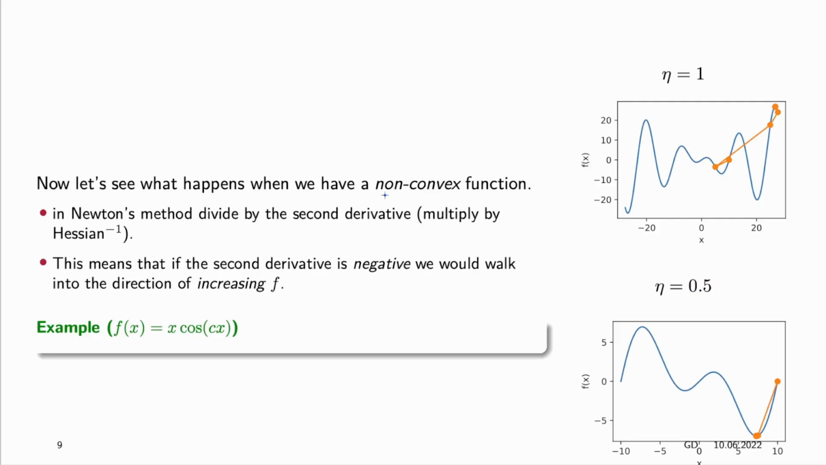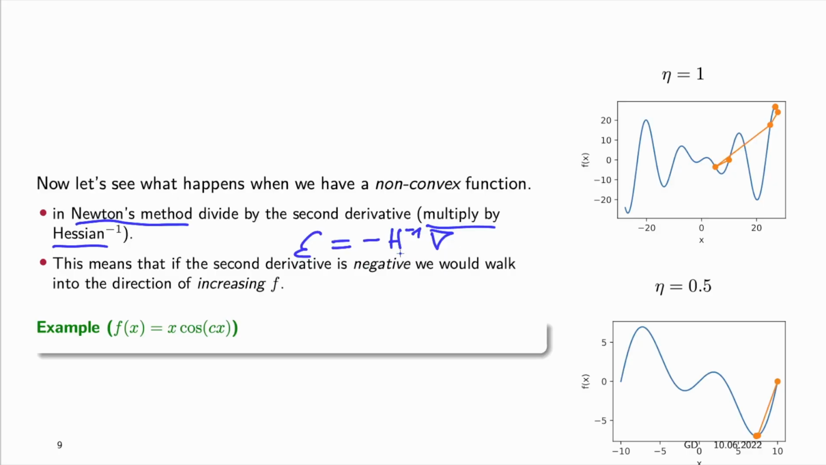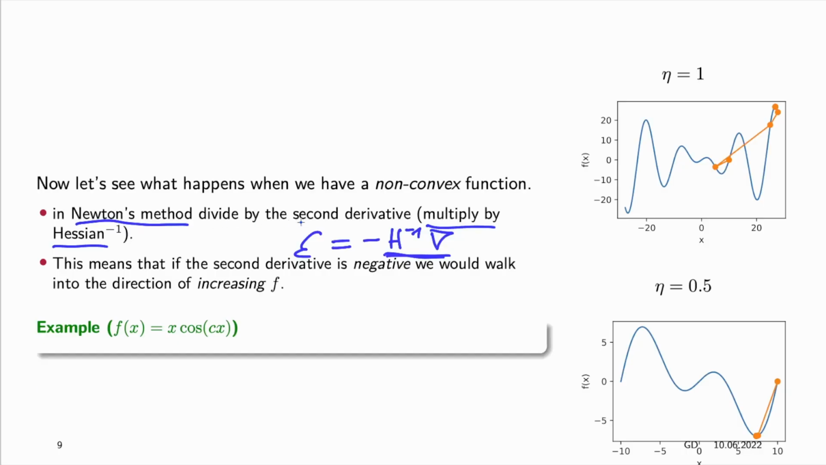However, let's see what happens if the function is non-convex. If we apply Newton's method to a non-convex problem, then we have the problem that we are dividing by the second derivative in one dimension, or in multiple dimensions, we are multiplying by the inverse of the Hessian to get the update. Remember the update was minus the Hessian inverse times the gradient. Now, if the Hessian is not a positive definite matrix, which means that not all the eigenvalues of the Hessian are positive, then it may happen that we're actually increasing our function instead of decreasing. In one dimension, it's easier to see, because we're dividing by the second derivative, and if this second derivative is negative, we are actually increasing f instead of decreasing because our update is minus a negative number, which means that we have a plus there.